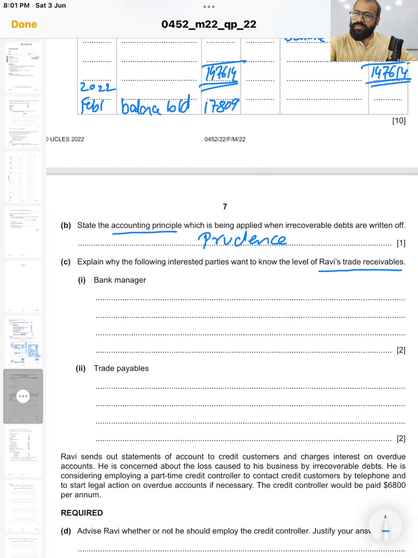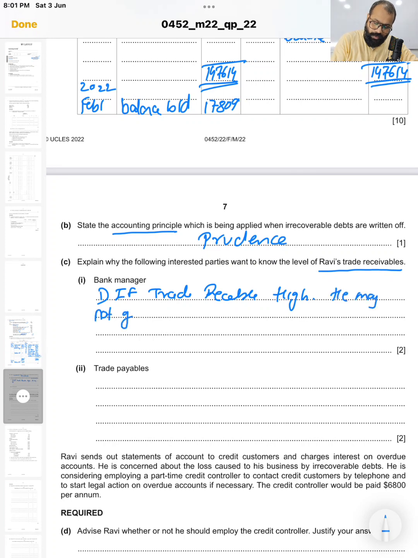Okay, now I just mentioned it. So it will influence his decision. If the trade receivables are too high, then he will not give a loan to Ravi. If trade receivables, that is sales ledger control account, are high, he may not give a loan. Also, if the sales ledger control account, that is trade receivables, are high, then Ravi may find it difficult to pay the interest back. He may not have adequate funds to repay.